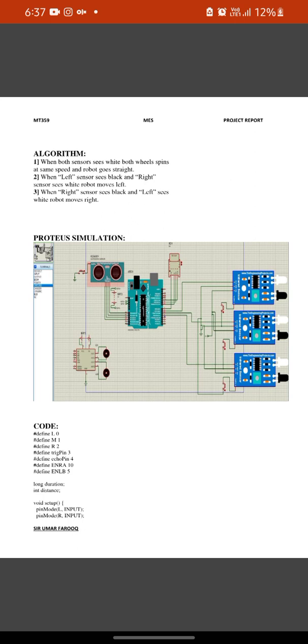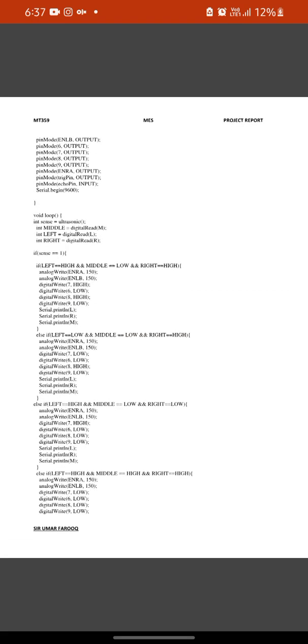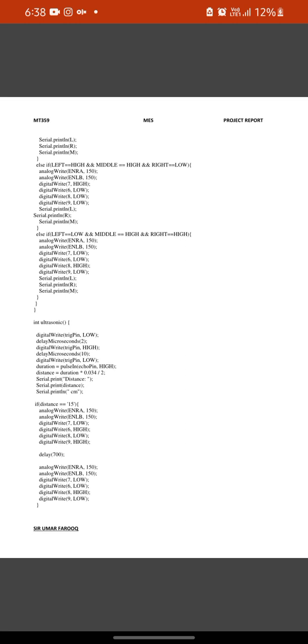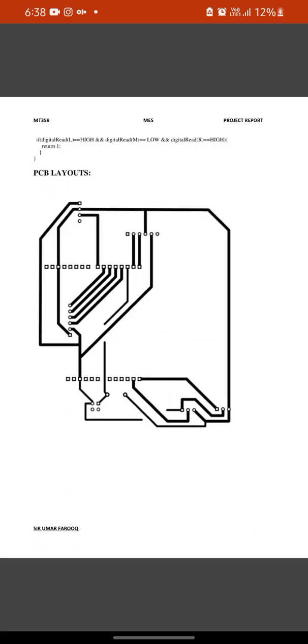Now this is the Proteus simulation of our robot, in which we use 3 IR sensors, an Arduino Uno, an ultrasonic sensor, an SD card, and other things. Now define L0, define M1, R2, define trigger pin. This is the code for all of our sensors, where we can see pin mode, output and input mode for the ultrasonic sensor, low for left and middle and high for right. This is how we write the code for the ultrasonic sensor, then a delay of 700 microseconds.